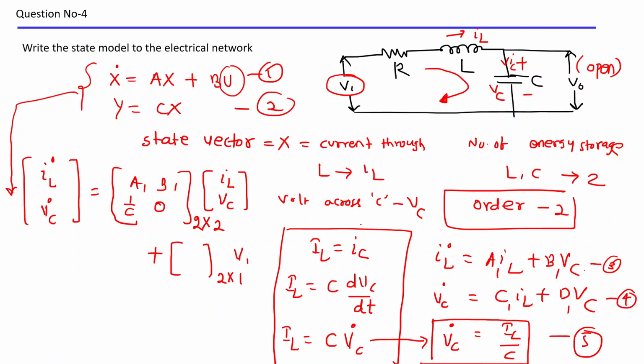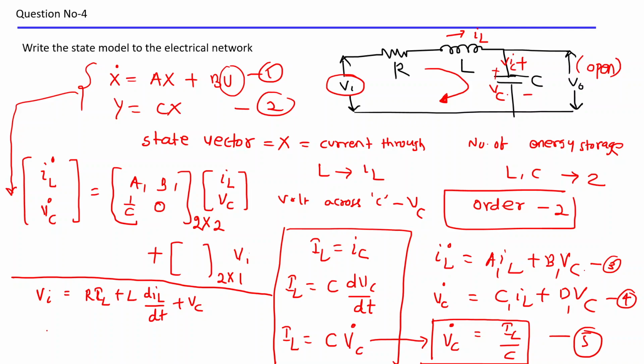Now we have to frame another equation so that I can fill the top row. So let me write it here. Now write a KVL equation at the input loop. So Vi equal to R times IL plus L dIL by dt plus Vc, right? This one, plus Vc.